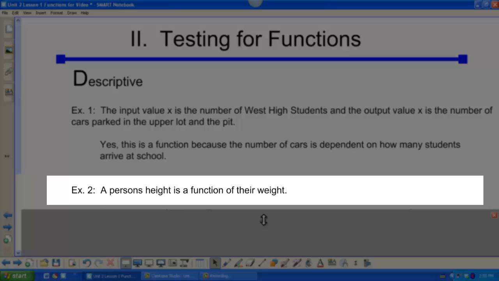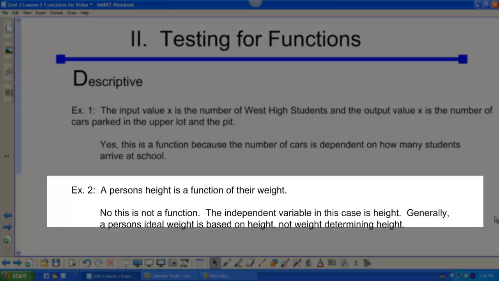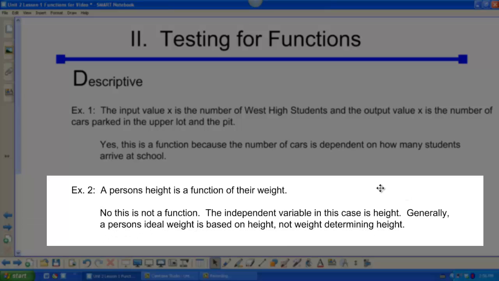A person's height is a function of their weight. This is not a function. Here's why. In general, the independent variable in this case would be height. We determine a person's ideal weight based on their height, not weight determining height. So for instance, if a person's height were a function of their weight, we would be saying that everybody who was 120 pounds would be 5'2". Rather, we would input 5'2", and we would say that this weight is an acceptable ideal weight for that height. So in general, we always talk about height being the independent variable and weight being the dependent.